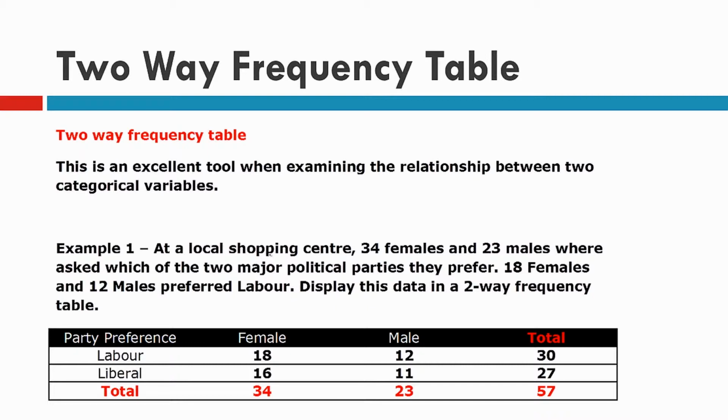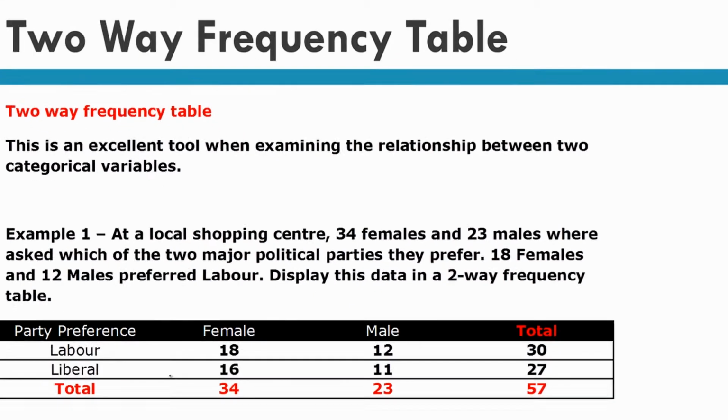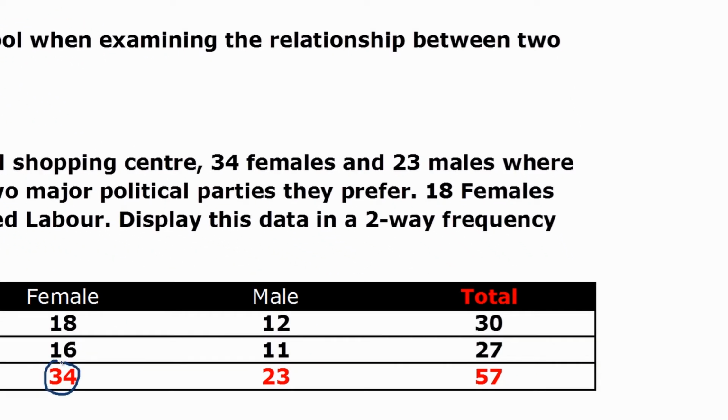Example 1 says at a local shopping centre, 34 females and 23 males were asked which of the two major political parties they prefer. 18 females and 12 males preferred Labor. Display this data in a two-way frequency table. Now, as we can see, since there were 34 females and 18 of them preferred Labor, then 16 of those females preferred Liberal. So we can work out that 16 quite easy.